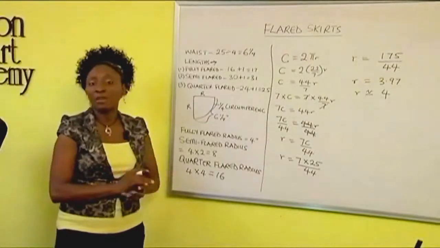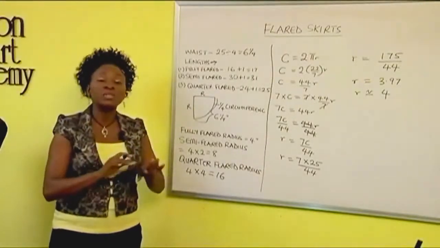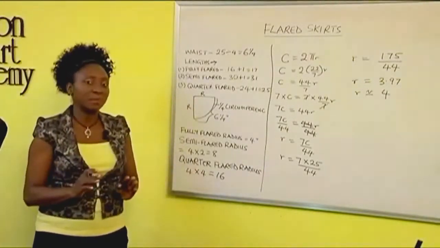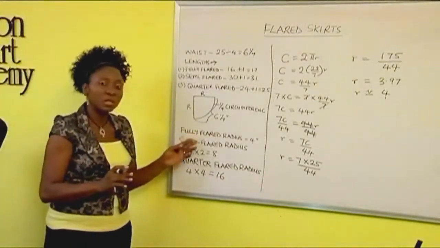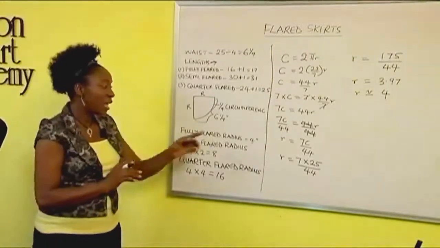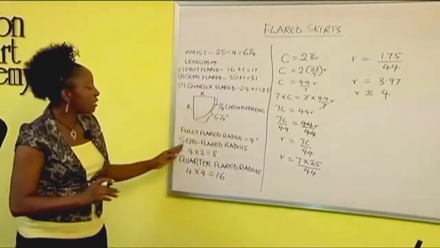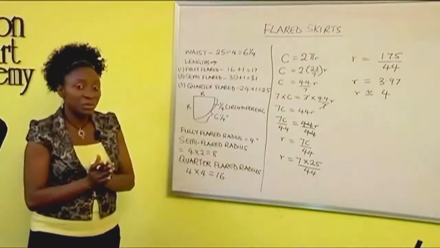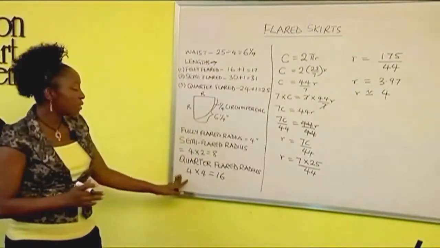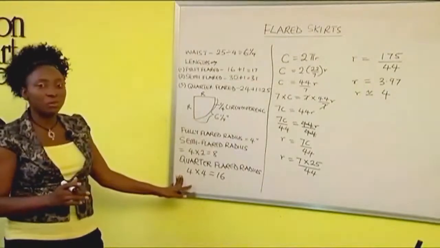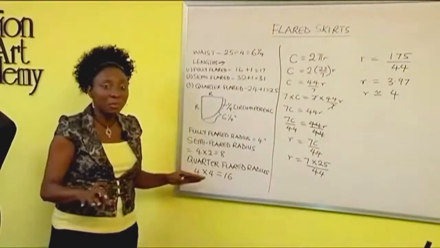Now, I would not fold my fabric at all. I will use it as single ply, just like that. And you can see the differences. We're making our fully flared skirt, we have to fold it into 4, and we'll use 4 inches. We're making a semi-flared skirt, we'll fold it into 2 only, and we'll use 8 inches. And of course, for our quarter flared skirt, we would not fold it at all. We'll just use it single ply.